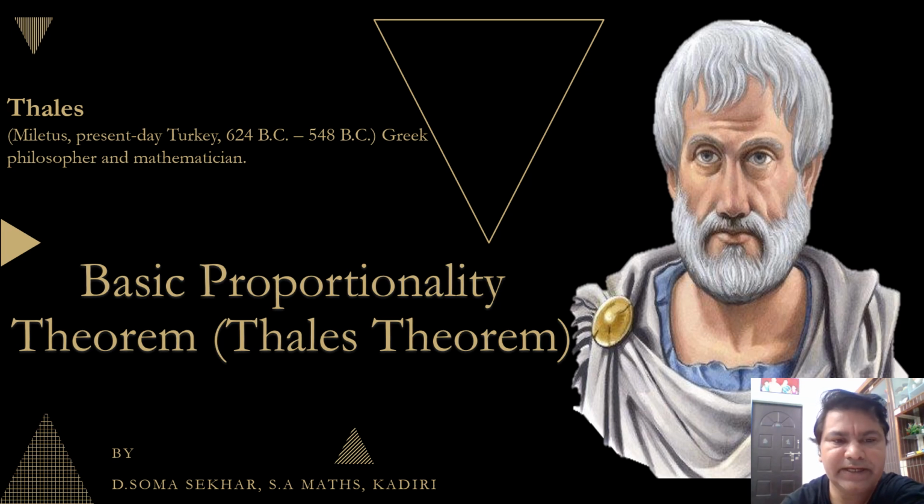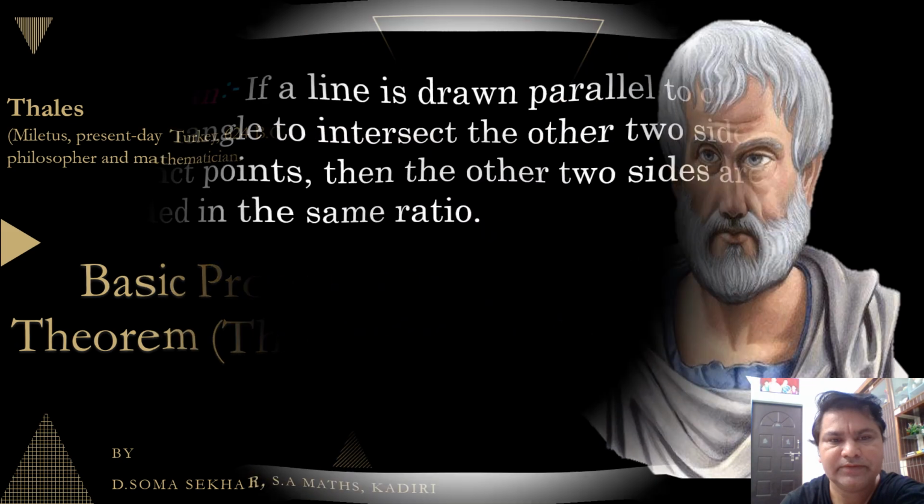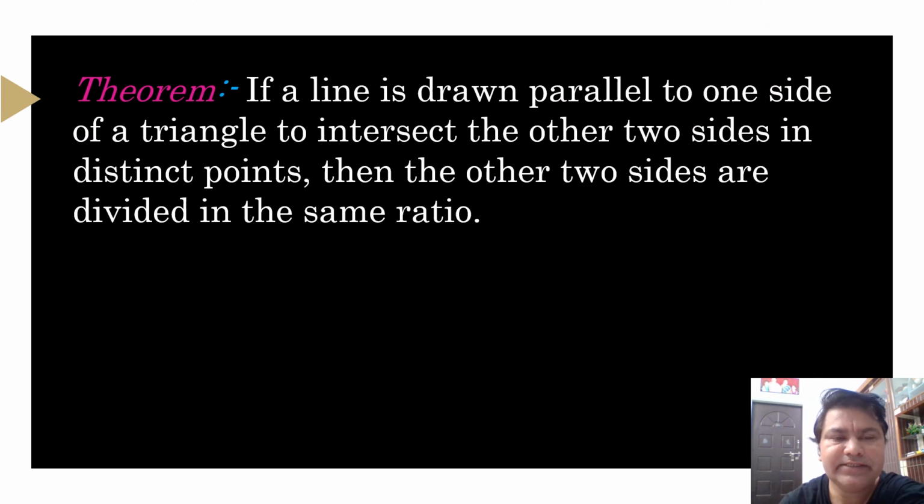Basic proportionality theorem, Thales theorem. The theorem is, if a line is drawn parallel to one side of a triangle to intersect the other two sides in distinct points, then the other two sides are divided in the same ratio.